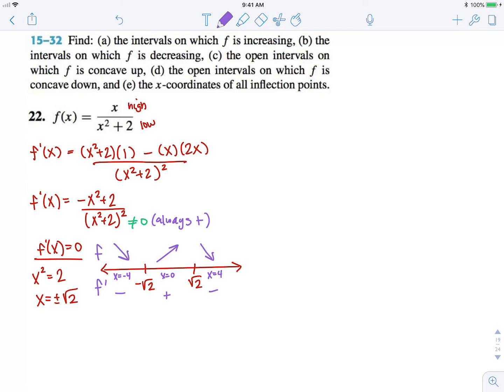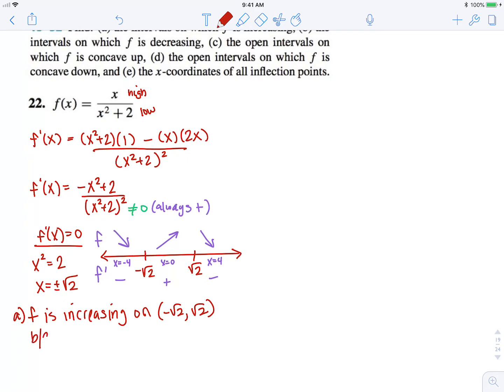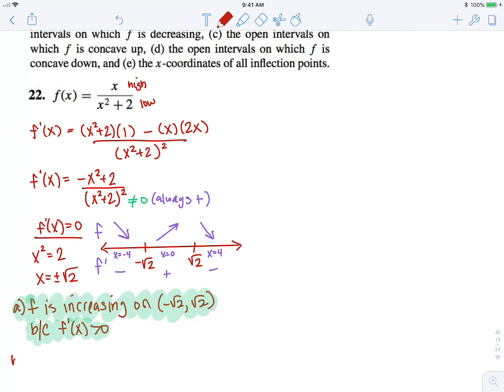So to answer part A and B, A, f is increasing on the interval negative square root 2 to square root 2 because f prime of x is greater than 0 on that interval. So notice this is justifying my reasoning right here. I justified my reasoning because my second derivative is greater than 0. I misspoke. My first derivative is greater than 0.